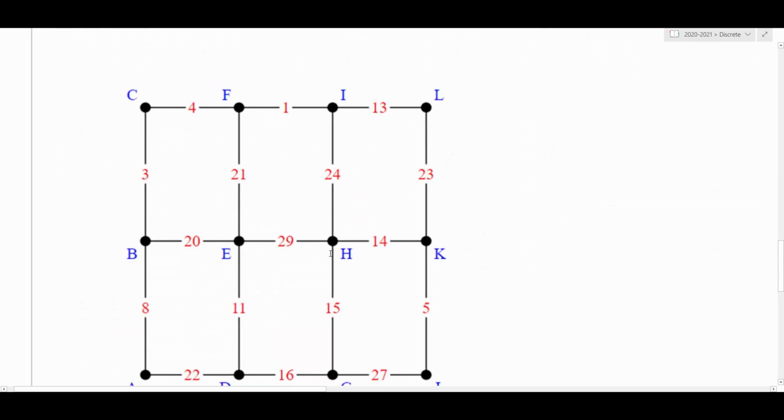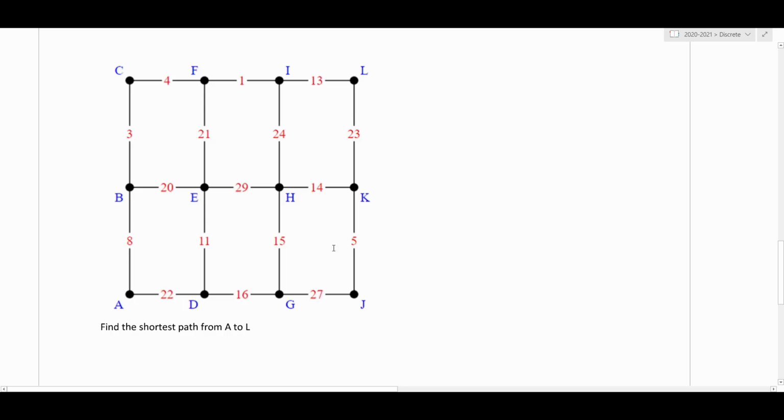Make sure we got it nailed down. I know you're probably thinking, wow, that seemed really hard, but once you practice it and get going with it, it's not that hard. All right, if you can add, you can do Dijkstra's algorithm. So it says find the shortest path from A to L. No problem. So here's A, and A is our start, and L is our end.